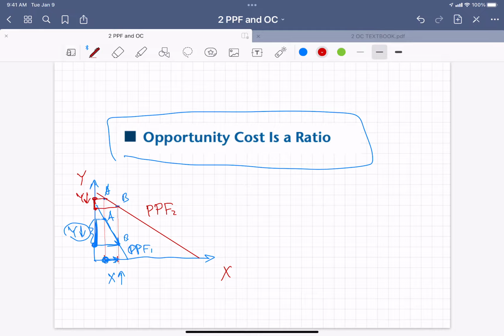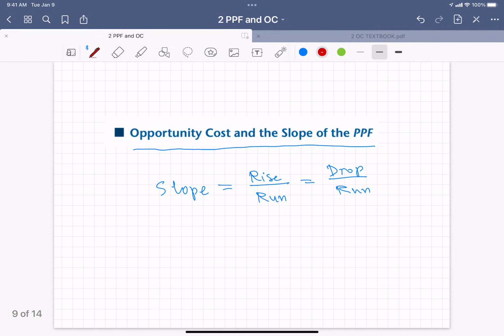All right, so that's the thing about connecting opportunity cost to the slope of the PPF curve.